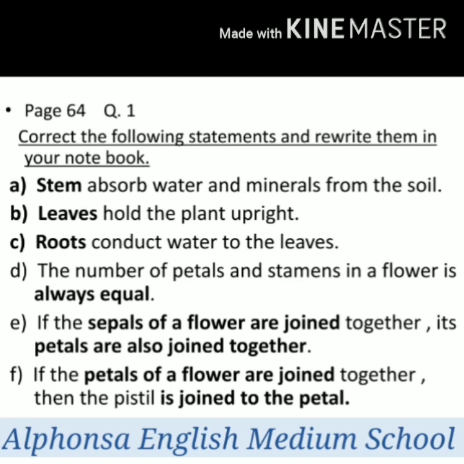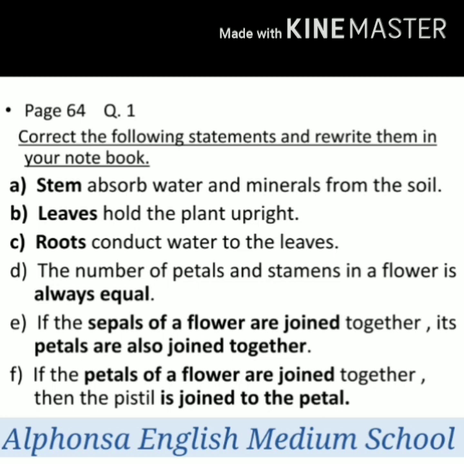Now question number 12. In which part of a flower will you find the ovary? Yes, pistil. Question number 13. Name two plants in which one has joint sepals and the other has separate sepals. That already we have written. So with that, we have come to the end of this chapter. We have completed all the question answers.